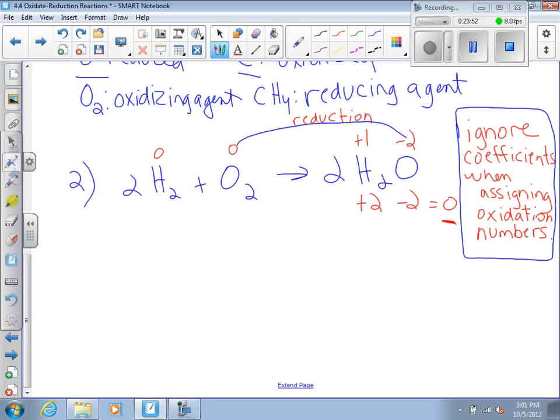Okay, the hydrogen went from 0 to +1. And we know that losing electrons is oxidation. If we lose an electron, we become more positive. Our oxidation number goes up. This did go up, so this is representing oxidation over here for the hydrogen. So now, hydrogen got oxidized. Notice I just wrote the element, not the entire compound. Hydrogen got oxidized.